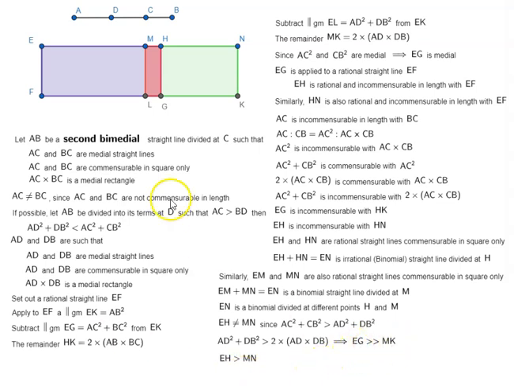And if EG is greater than MK, that means EH is greater than MN. And if it is greater than MN, that means it is not equal to MN. Therefore, a second medial straight line is divided at one point only. So that is proposition number 44 of book 10 of Euclid's Elements.